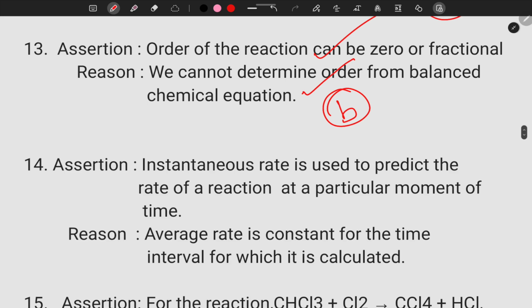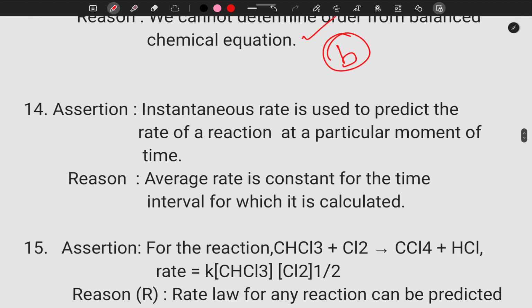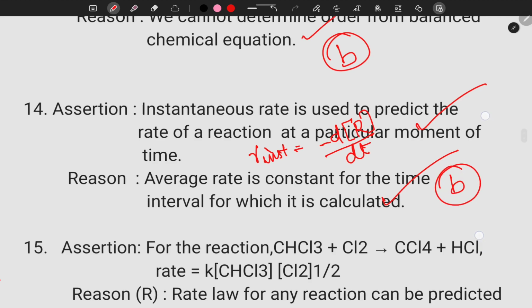Then 14th question. Instantaneous rate is used to predict the rate of reaction at a particular moment of time. Instantaneous rate, that's R instantaneous, is equal to minus dr by dt, when delta t tends to 0, we can write the instantaneous rate. So it is at a particular moment. That statement is correct statement. Average rate constant for the reaction is a constant for the time interval for which it is calculated. That statement is also correct, but reason is not the correct explanation of assertion. So our option is B.